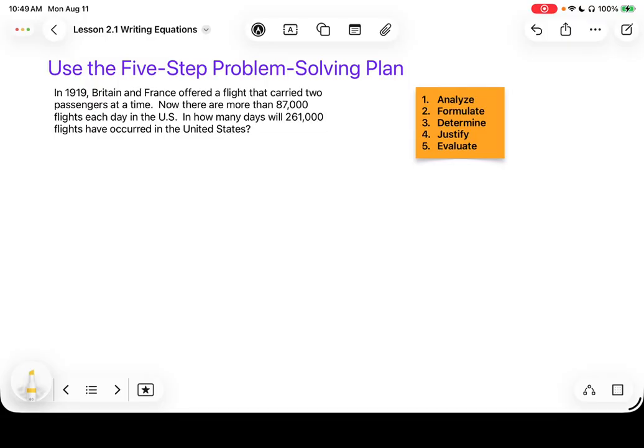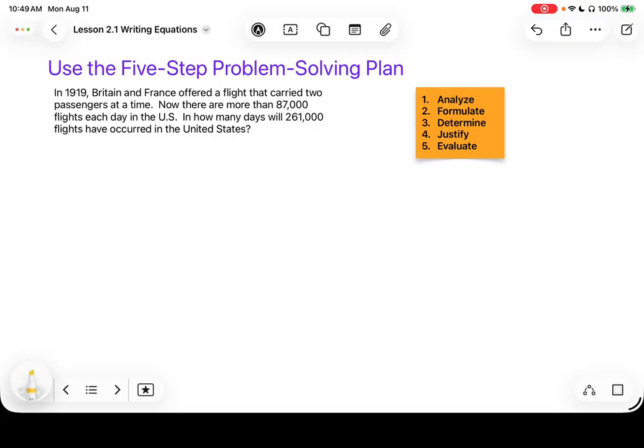It says in 1919, Britain and France offered a flight that carried two passengers at a time. Now there are more than 87,000 flights each day in the US. In how many days will 261,000 flights have occurred in the United States? So analyze means figure out what the problem is asking us to do.